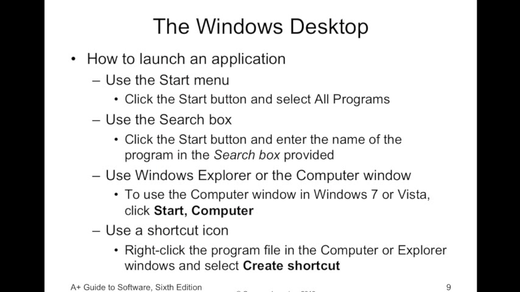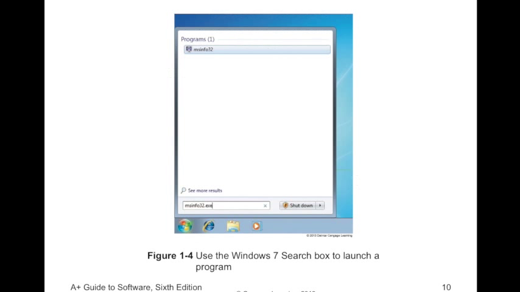Some other areas of the Windows desktop is how to launch an application. Essentially, we can do that numerous ways, from the Start menu, from the search box. Normally we actually do it from shortcuts. If you ever notice the file that you click on to launch a game, a program, or whatever, if you look on the bottom right hand side of it, it has a little arrow, normally denoting a shortcut.